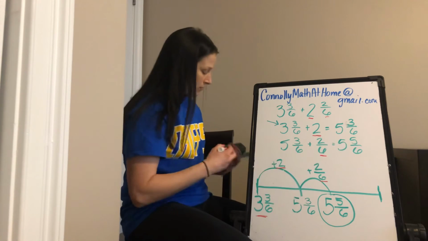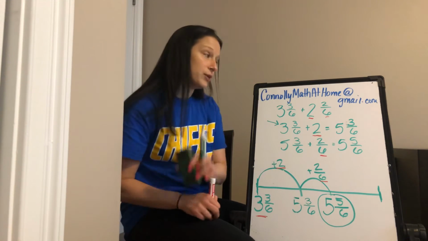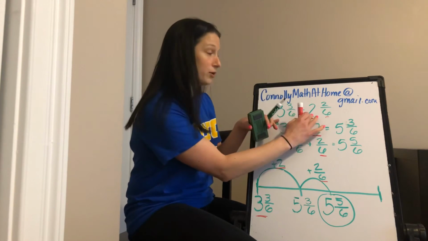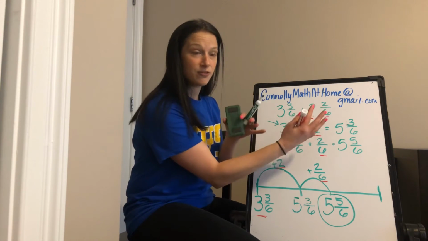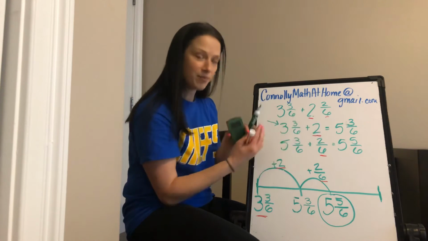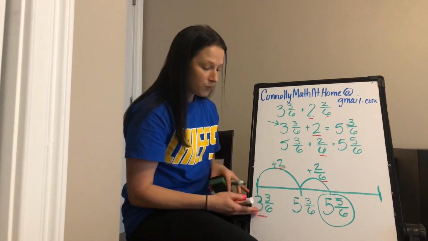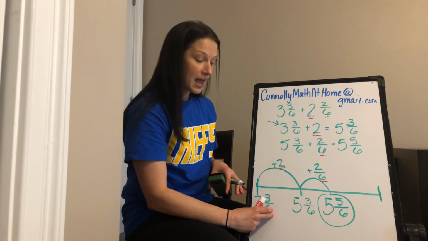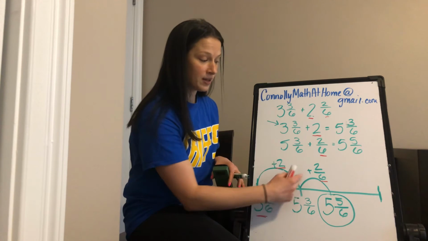Okay, so those are the two different ways that you can add mixed numbers. You can either add whole number plus whole number, fraction plus fraction, and combine, or you might want to add on in parts. So you might want to keep one number whole and then add on with the whole number and then the fraction.